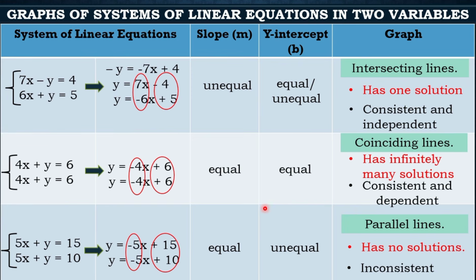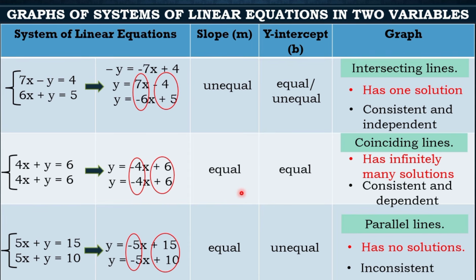Okay? And then kapag nakita mo na ang slope mo is equal but yung y-intercept ay not equal, parallel lines po yun. Okay, so eto po siya. By just looking at the slope and y-intercept, malalaman natin kung intersecting, coinciding, or parallel even without the graph. So kahit hindi nyo makita yung graph kagaya kanina sa previous slide natin.